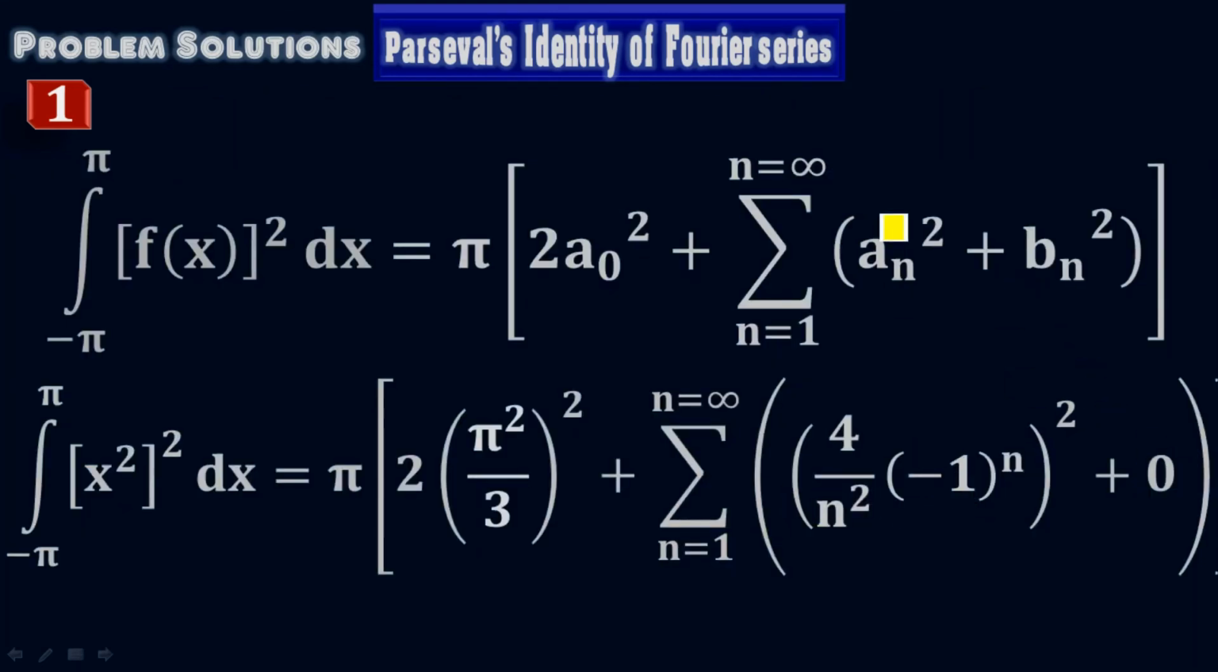This is the value for a sub n, and this is the value for a sub naught. This is the value for f of x, which is x squared. Remember, there is a whole squared here. So the square of 4 will be 16, and the square of n squared will be n to the 4. But remember, if you take the square of negative 1 to the n, you will get positive 1. So you will have 2n. For the 2n, you can make negative 1 squared to the n. If it is even, it becomes positive. If it is odd, it becomes negative. Since it is even, your negative 1 will become positive 1.